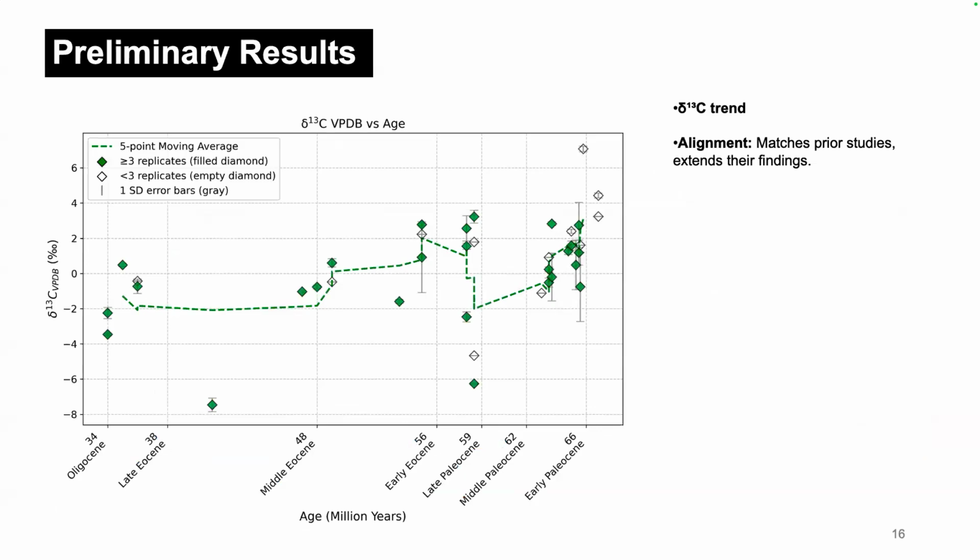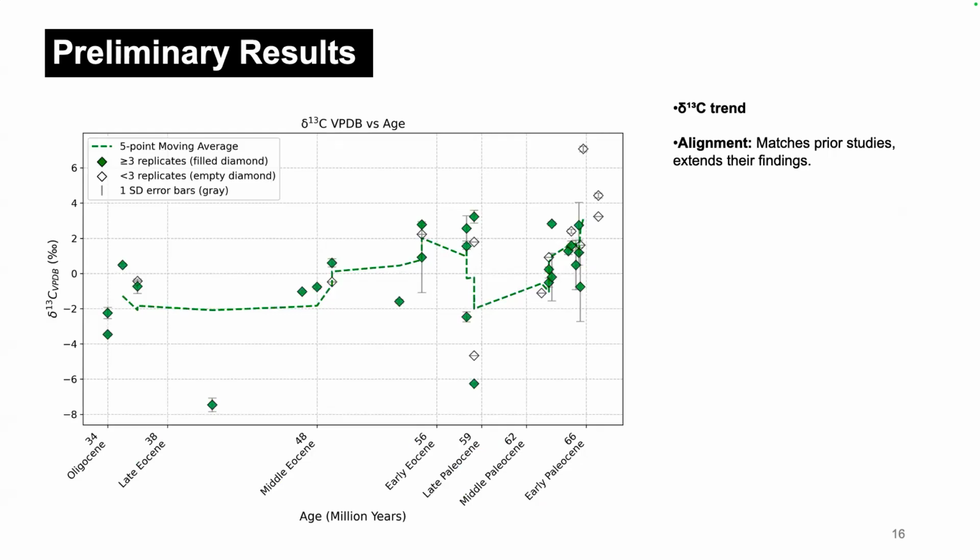Our delta 13C results show a gradual decline from the late Cretaceous through the Paleocene, a temporary enrichment in the early Eocene, a negative shift in the middle Eocene, and a partial recovery in the late Eocene. These findings align with and extend previous studies.